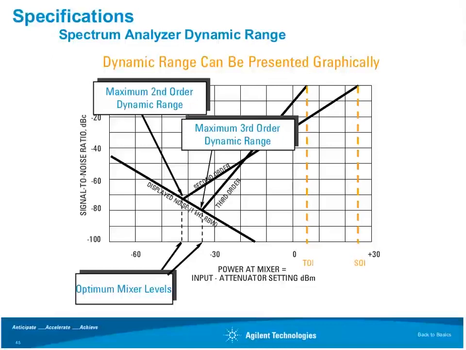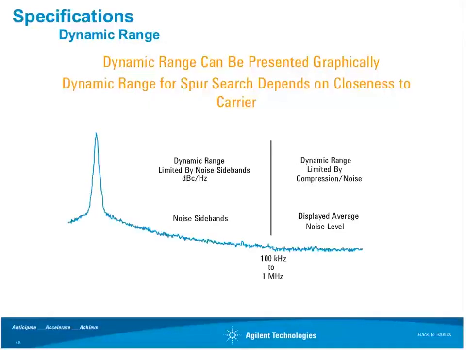So here, again, this is as a function of power reaching the mixer and our signal-to-noise ratio, or signal-to-distortion ratio. You see that where the noise and the distortion curves intersect, these are the points at which we get the maximum dynamic range. And it can sometimes be different if you're trying to maximize second-order or third-order dynamic range. So as you can see here, we would have two different operating points on the mixer.